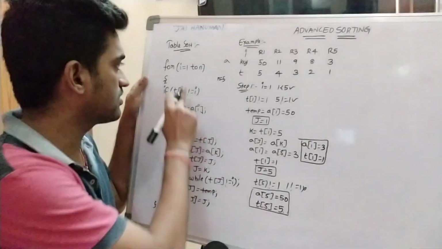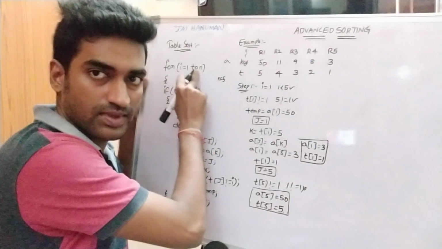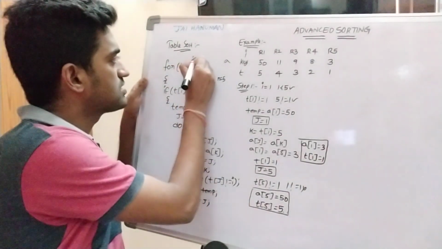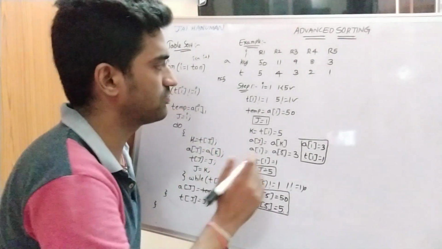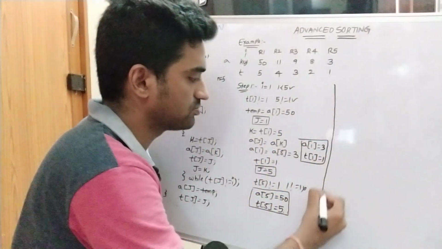After completion of the entire execution, I is incremented by 1. The loop is I is equal to 1, I less than n, I plus plus. After completion of the entire process, I is incremented by 1. So in step 2, what is the I value?